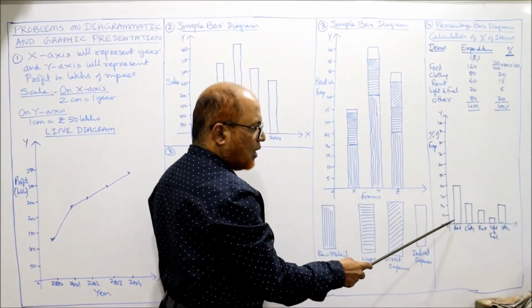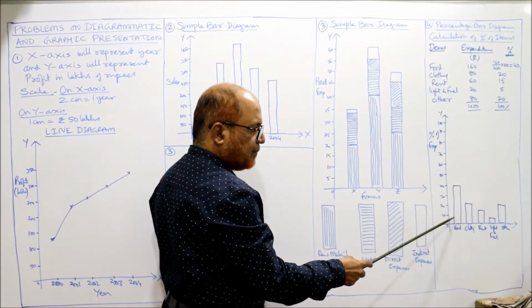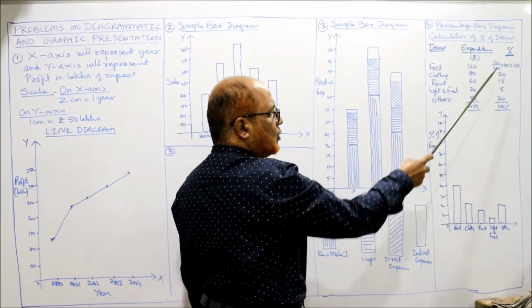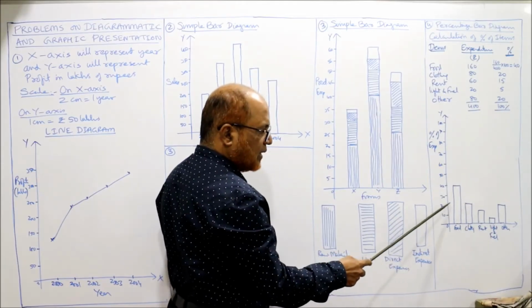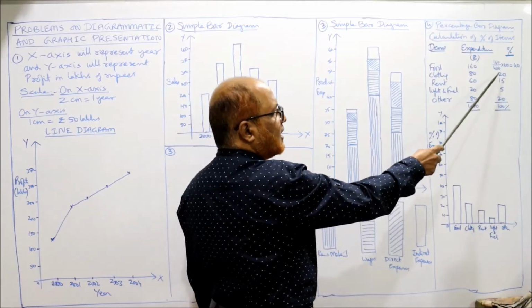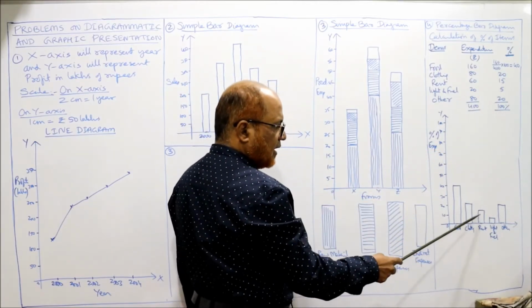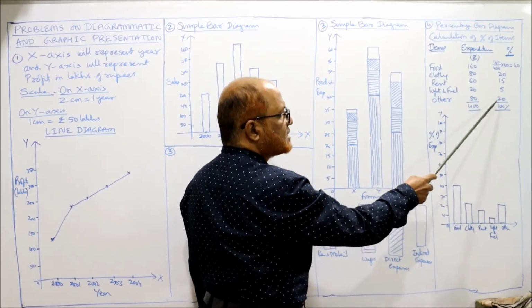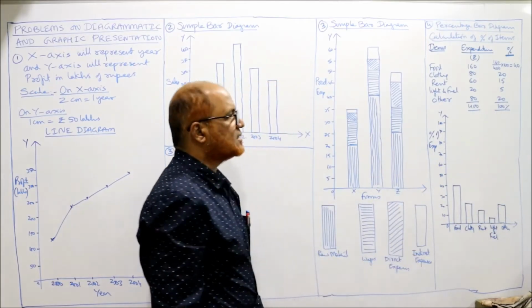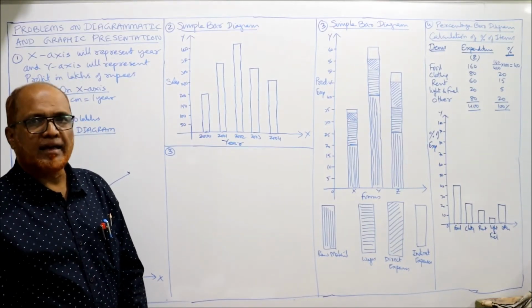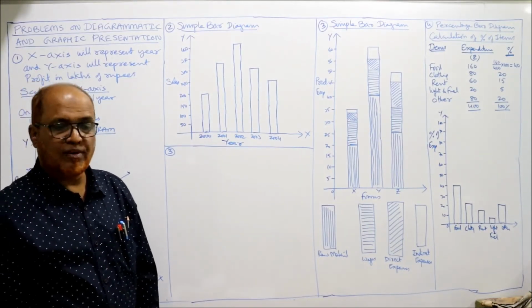Now food. What percentage is food? 40%. So we have drawn a bar up to 40. Second, clothing is 20%. So for clothing, from 20 we'll make a bar. Then rent, we have 15%. Rent 15%. Then light and fuel 5%. And last, other is 20%. That's it. So we have drawn the percentage diagram for the 4th problem.